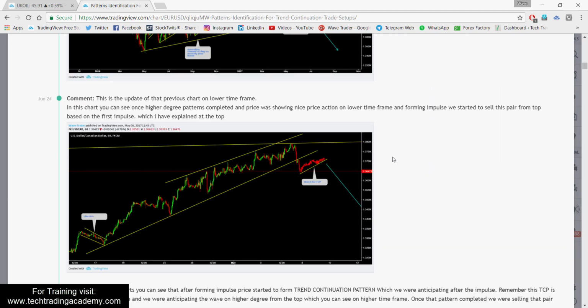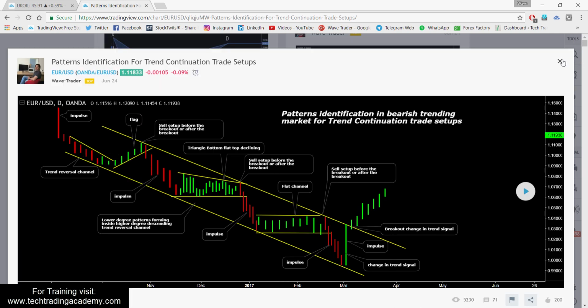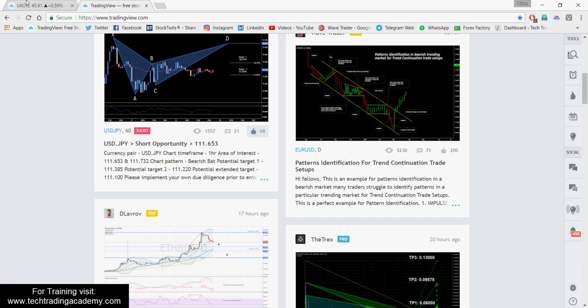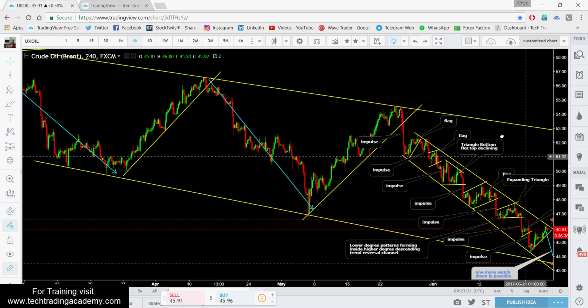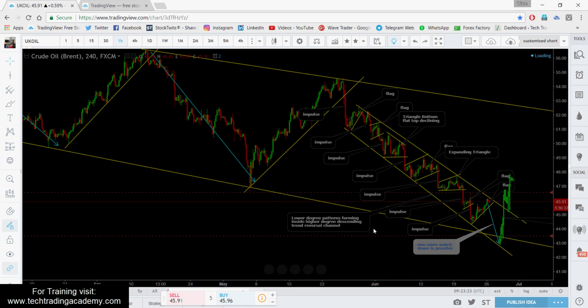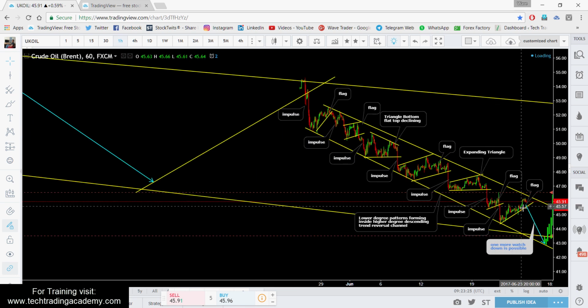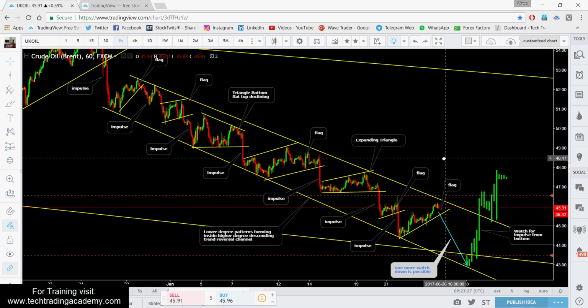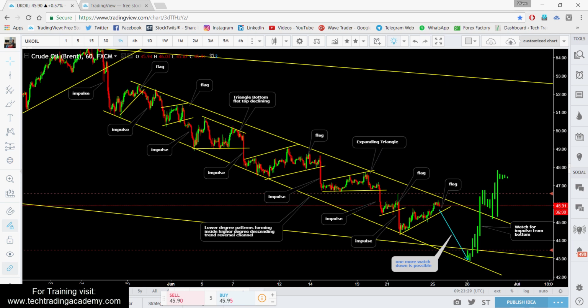All right, so that was the educational post. Now let's look at the oil, what we are having on oil. These were the patterns which I have just posted over there for understanding for the newcomers. You can see impulse, continuation, another impulse, flag, flag. This time we are having triangle.